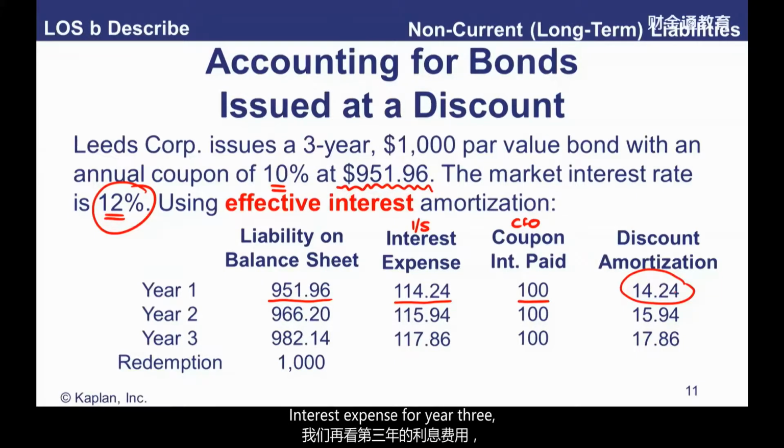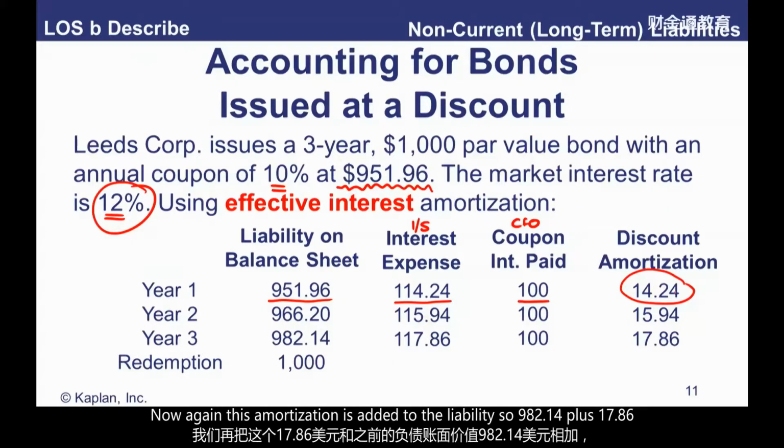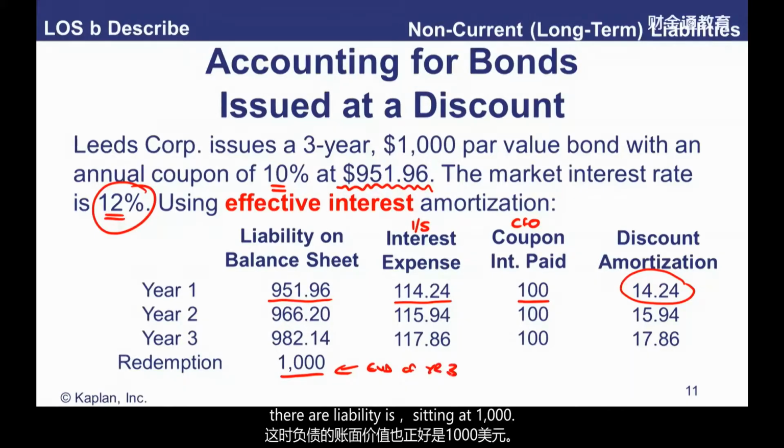Interest expense for year three, opening liability 982.14 times our effective rate at the time of issuance, 12%, giving us 117.86. Compare that to the coupon paid, 100, so our amortization for year three is 17.86. Now again, this amortization is therefore added to the liability, so 982.14 plus 17.86, and therefore at the end of year three, just before the bond redeems, our liability is sitting at 1,000.